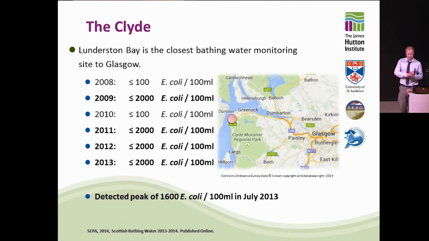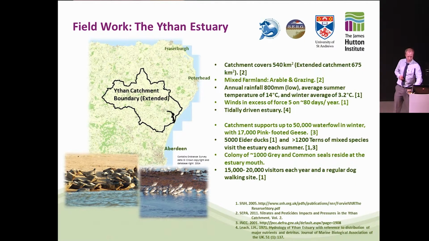They detected a peak of 1,600 E. coli per 100 ml in July 2013, and my data from the East Coast that I'm looking at the moment shows it's worse in winter. So this is likely to be higher in winter as well. My fieldwork is the Hutton estuary, 20 miles north of Aberdeen.